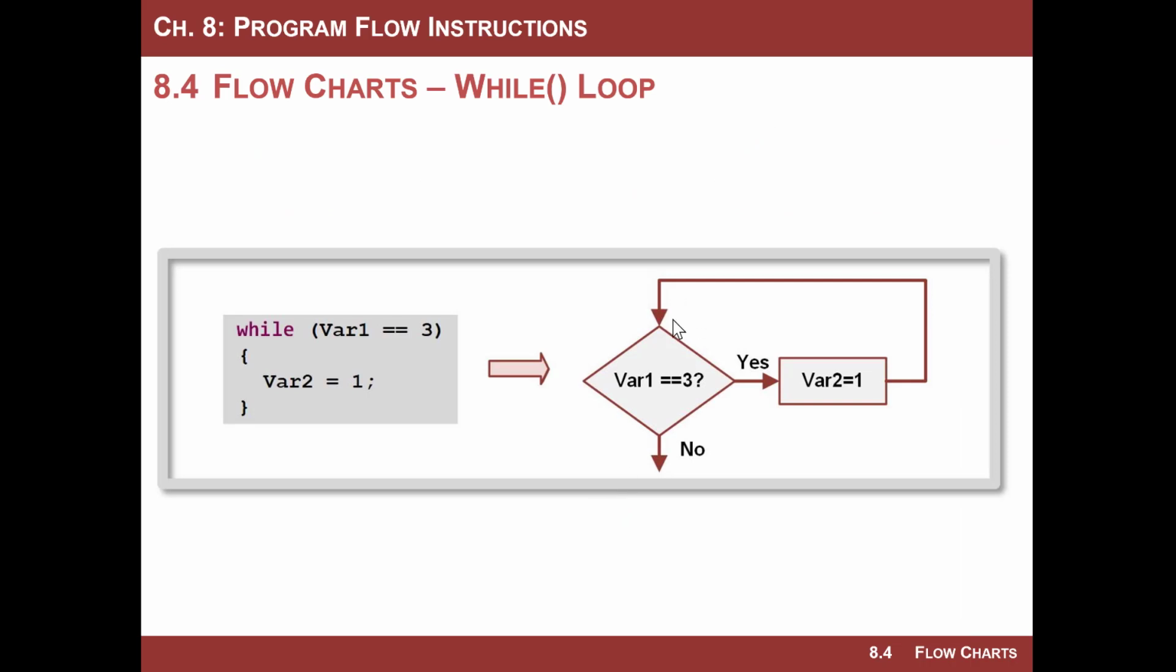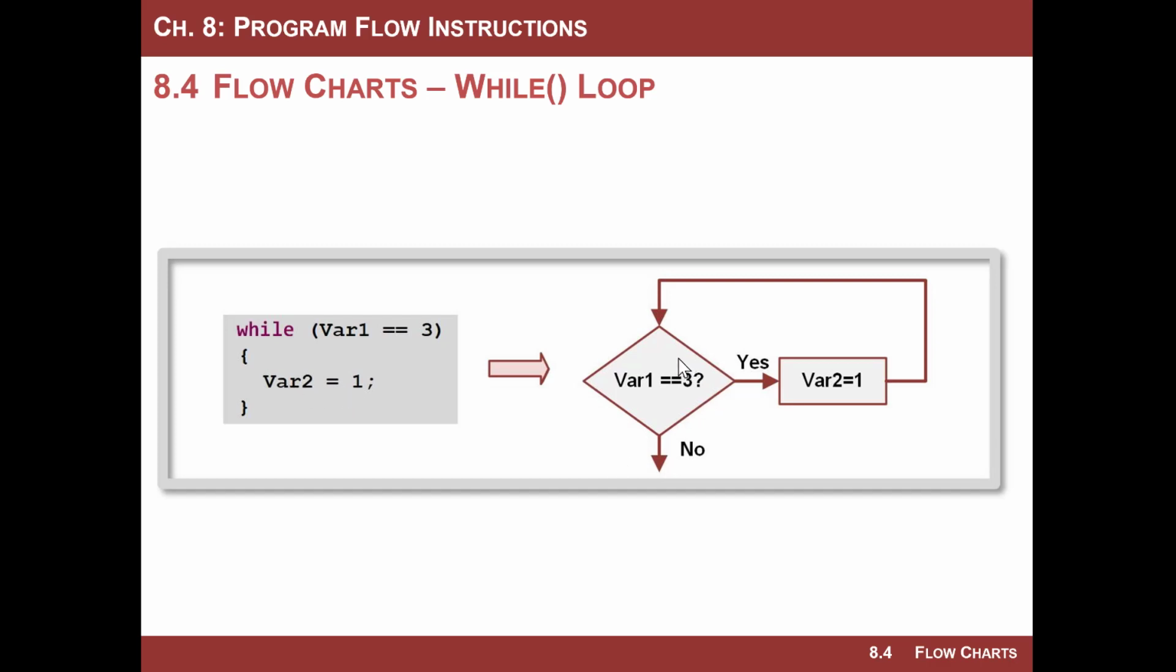Okay, so the easiest way to learn about flowcharts is to look at some very basic flowcharts for the common programming constructs that you'll see in something like C. So here's the code for a while loop. You're going to say while var1 is equal to 3, stay in this loop, and each time through this loop, assign var2 a 1.